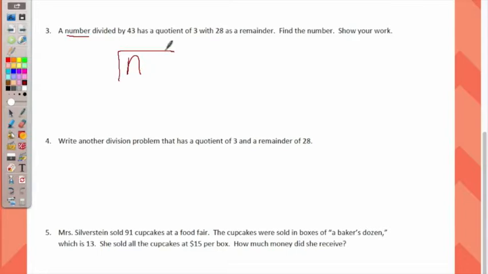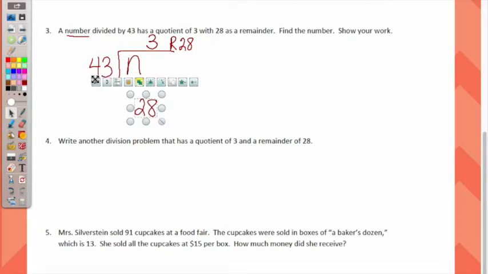Now it says a number divided by 43. Write that down. Now last week we wrote it going across, but then we had to switch it anyway, didn't we? So a number divided by 43 has a quotient of 3. Where do I write my quotient? On the top. And a remainder of 28, which I could probably write down there, couldn't I? Might want to move it down a little bit though. There we go. Okay.